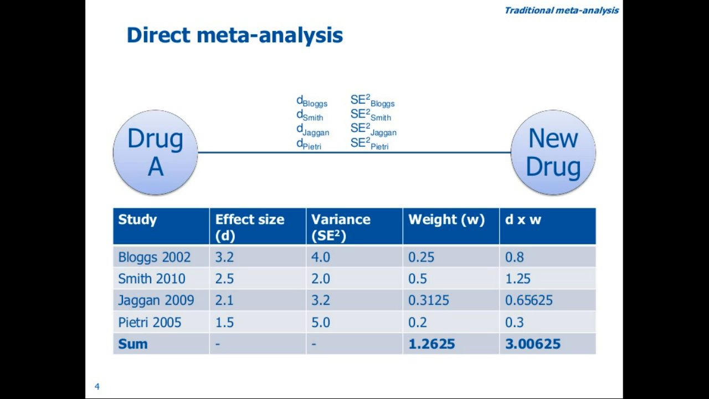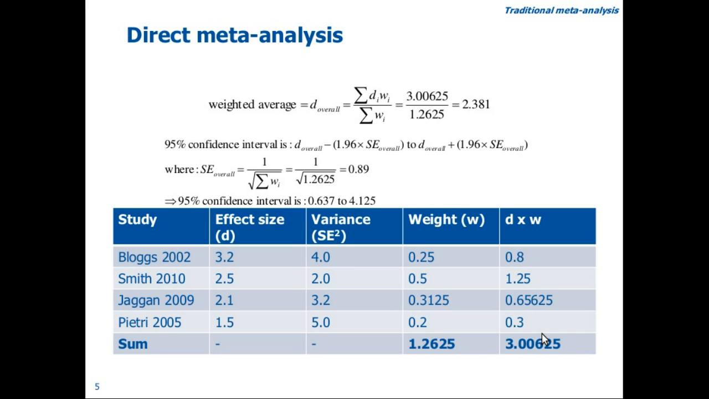So in this case of WinBUGS 2002, we'd take 3.2 and multiply it by 0.25, and that gives us 0.8. And we can then sum both the weights and the effect sizes times the weights, and we can use that to calculate a weighted average.